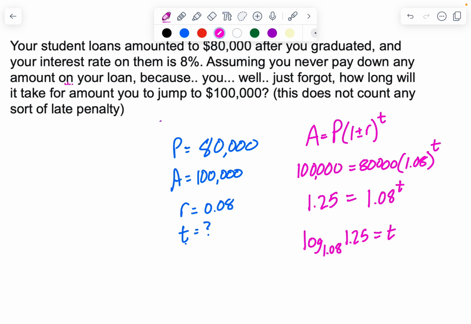We put that into our calculator, and we get 2.90. So about 3 years. About 3 years for you to owe an extra $20,000. Absolutely brutal.